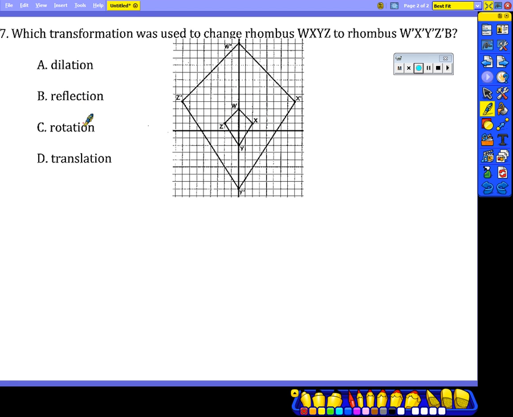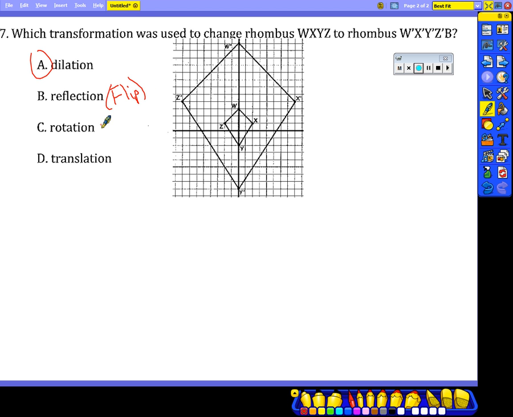So if we look at these different options, let me explain what each one is. I'm going to do dilation last. I'll tell you dilation is the answer. Alright? So reflection, what that means is it makes a mirror image. Okay? It does not change the size of it. It doesn't even change the shape of it. It's the same shape. It's just a mirror image. Okay? So it's like flipping. So a word that we use a lot with this is flip.